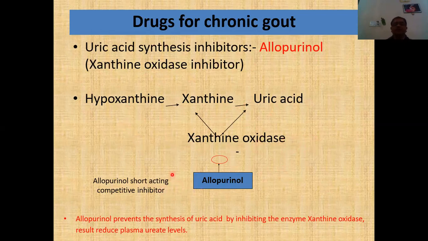If allopurinol is given, it is a short-acting competitor. Allopurinol prevents the synthesis of uric acid, meaning uric acid formation, by inhibiting the enzyme xanthine oxidase, which is responsible for the conversion of hypoxanthine to xanthine to uric acid, and results in decreased plasma urate level. This is the mechanism of action of the allopurinol drug.